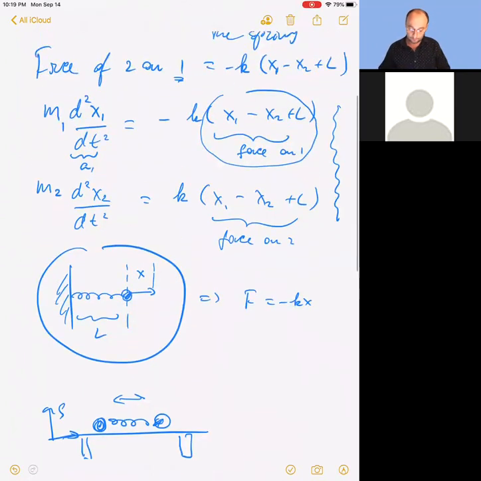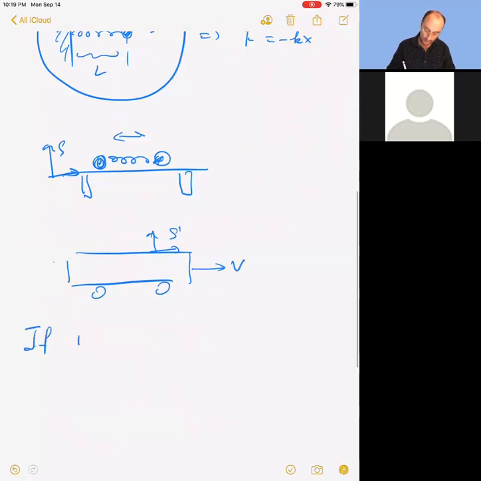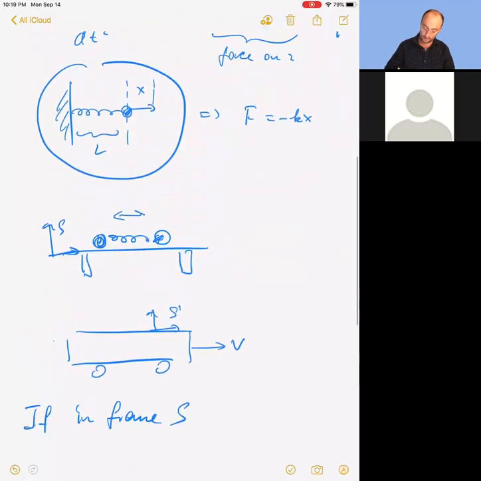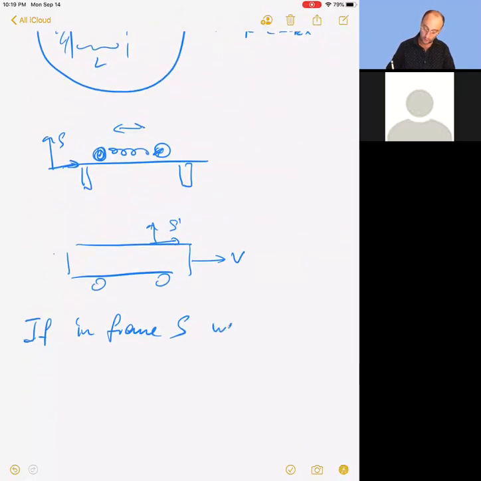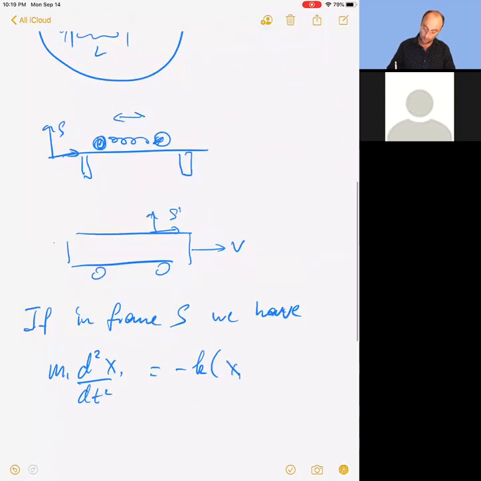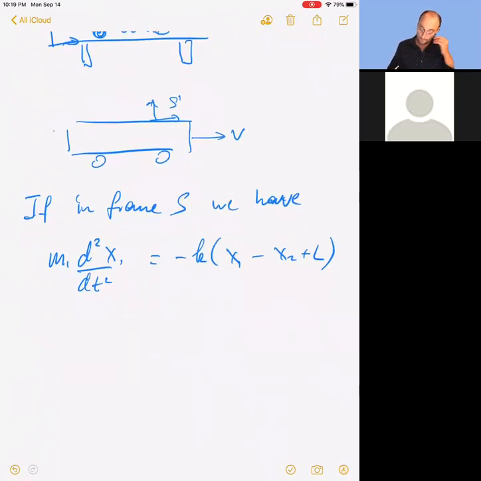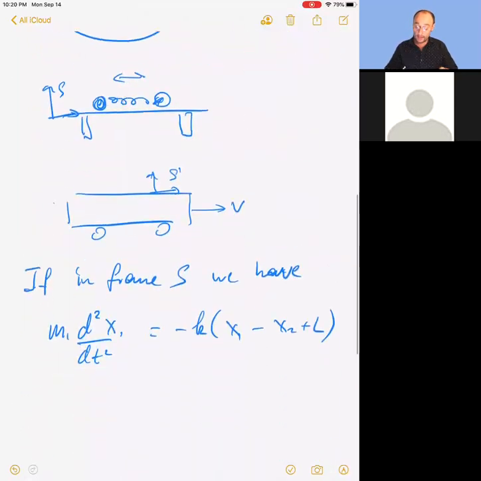So let's say in frame S, this applies, right? So in frame S, we have m1 times the second time derivative of x1 equals minus k times (x1 minus x2 plus L). So this is the equation that describes the motion of object 1, and there's a similar equation for object 2 in frame S.